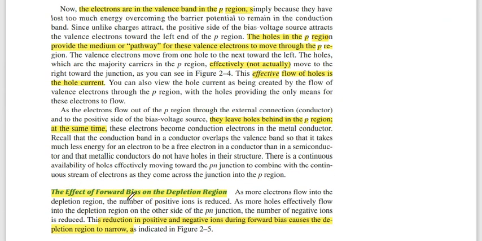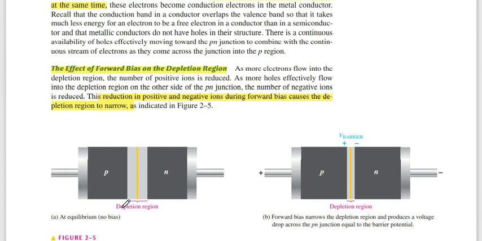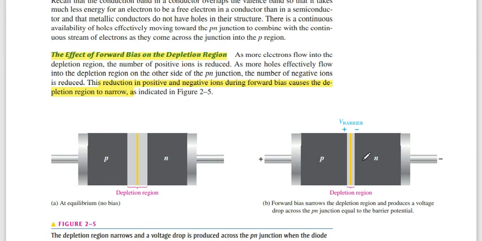The next point is the effect of forward bias on the depletion region. In the normal condition or equilibrium state, the depletion region is wide, while in forward bias it becomes thin or negligible. So in forward bias, more and more current flows through the diode.